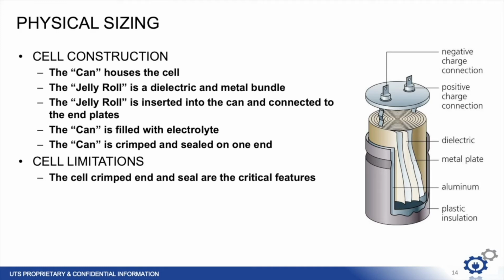Understanding this construction leads us to understand the limitations or failure modes of the cell. The crimp feature is critical, as it seals in the electrolyte and isolates the one terminal from the can. If the crimp's seal fails, you could get leakage and lose capacity. Or if the crimp's isolation feature fails, you could short the cell. Protecting the isolated terminal and the crimp are important aspects of module design.